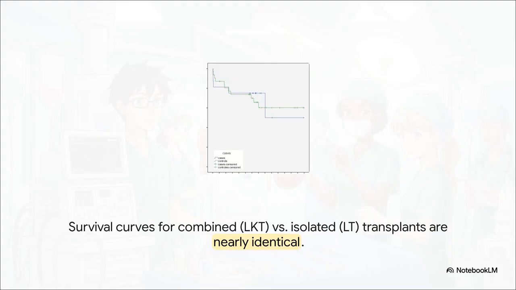This Kaplan-Meier curve is, frankly, pretty remarkable. It's comparing long-term survival for patients who got a combined liver-kidney transplant, that's the green line, versus those who got a liver transplant alone, shown in blue. And what's immediately striking, and maybe a little surprising, is that those lines are practically sitting on top of each other. The long-term survival is incredibly similar.